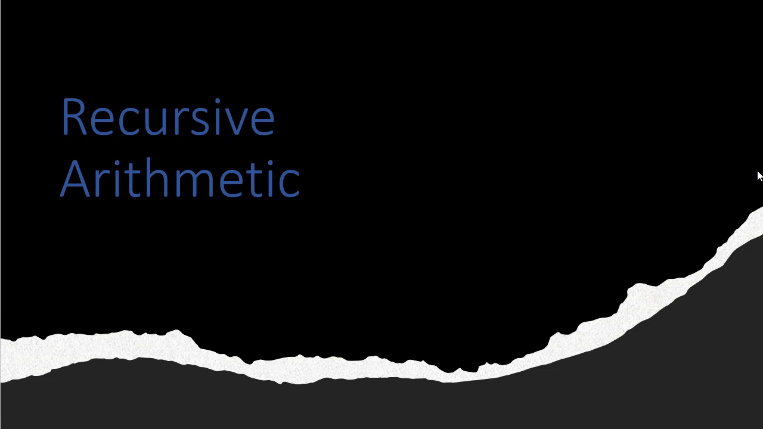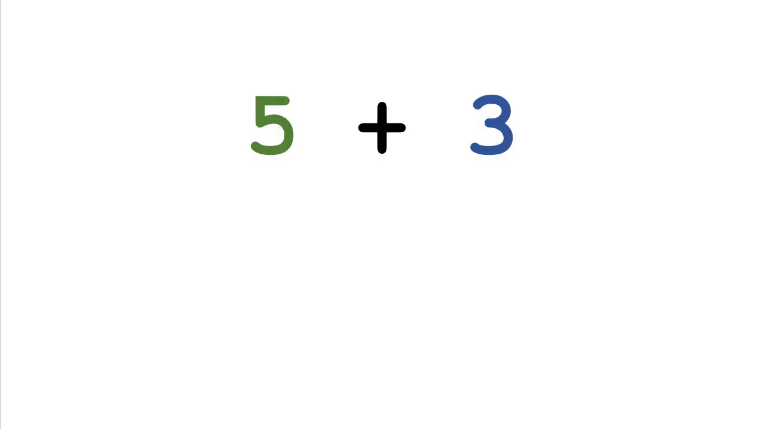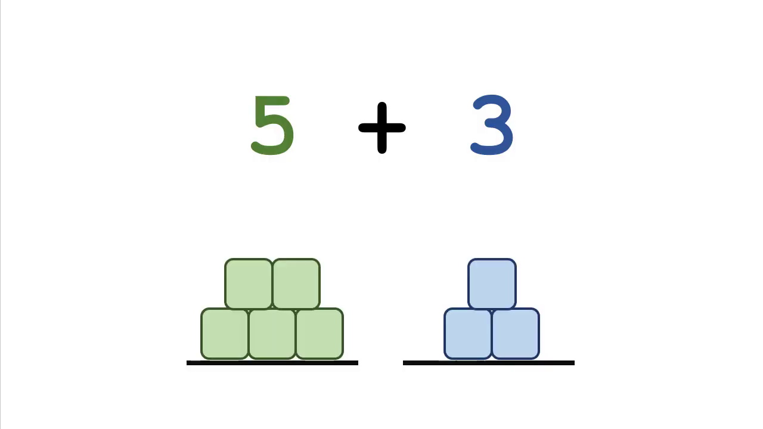So when you're writing Scheme code, it's important to have an understanding of how to recursively solve problems. Even though we don't necessarily need to do arithmetic recursively, I want to take some time to walk through how we can do arithmetic recursively. As an example, suppose we have 5 plus 3. That means on the left side of the plus sign, we have 5 things, and on the right side, we have 3 things.